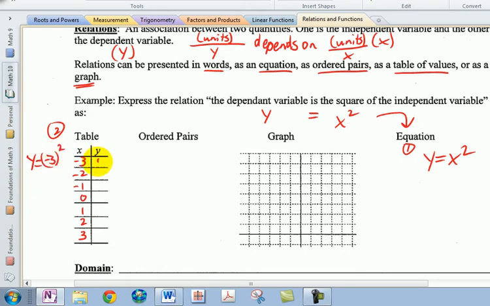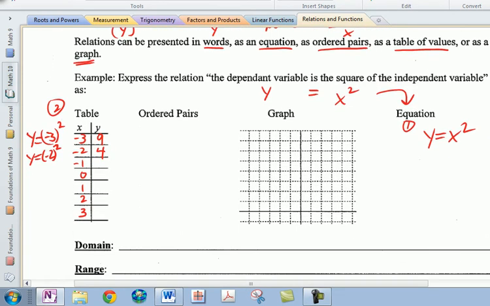And so we get a value of 9 for y. Y equals -2 squared. And so we get a value of 4. Yes, you must have brackets. It's extremely important. Otherwise, you would have negative answers if you're doing the math correct. And then we can fill in 1, 0, 1, 4, 9. And you can see there's a bit of a pattern there.